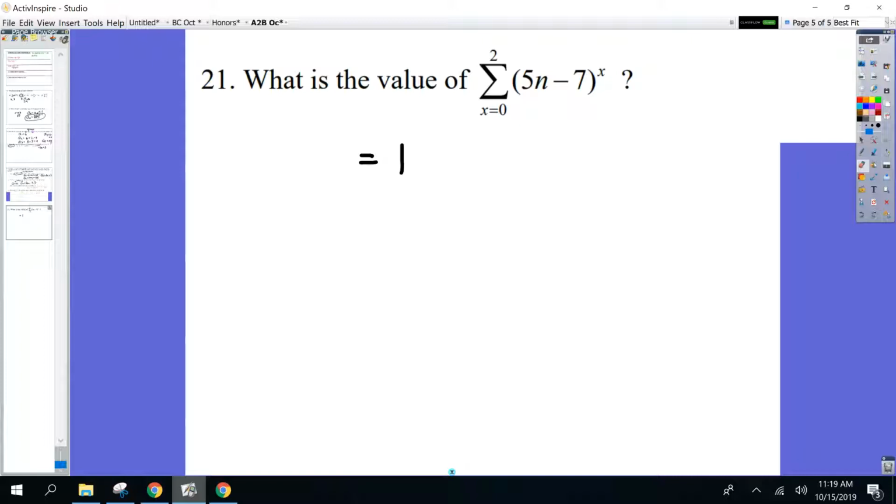You got me thrown because the answer was just 1. Yep. So yep, plug in 1. Anything raised to the first? Itself. So 5n minus 7. And the sigma says, what should I be doing to all these terms as I find them? Adding them up. So everyone all right? 1 I got when I plugged in 0 for x. 5n minus 7 is what I got when I plugged in 1 for x.